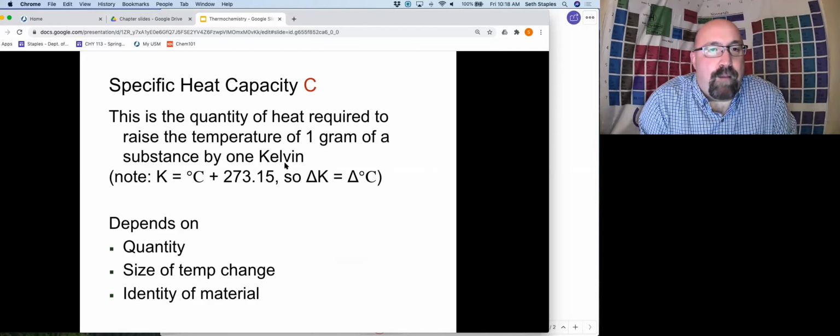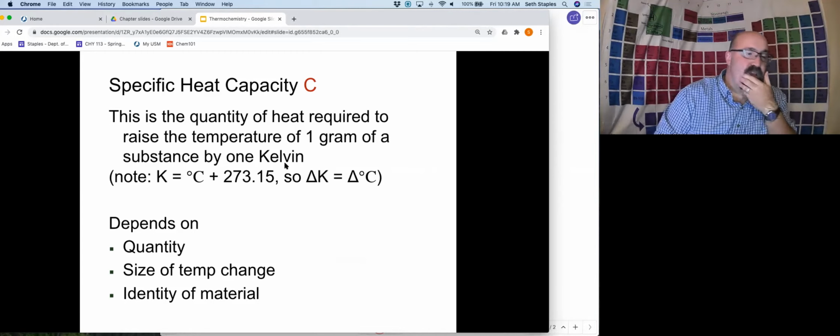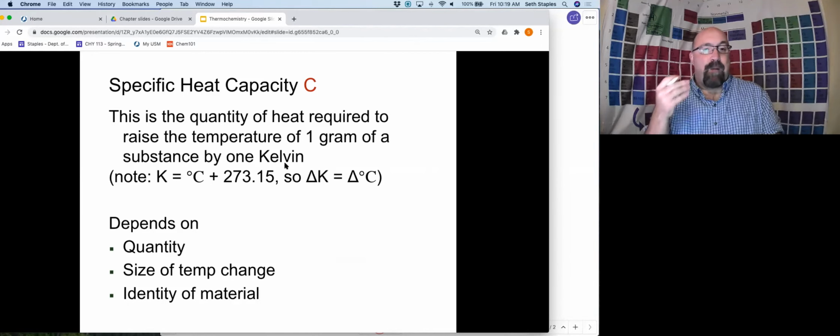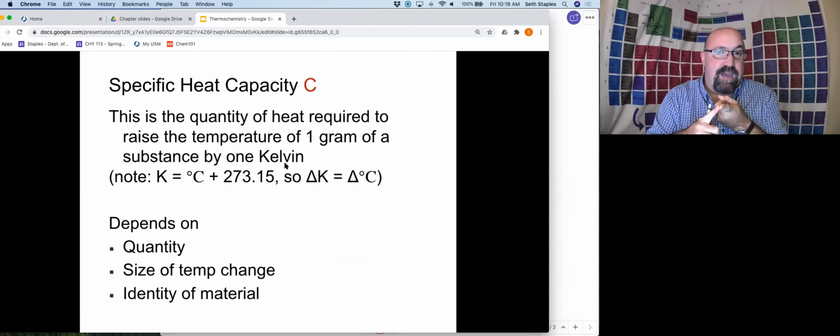And so specific heat capacity, in general, we're going to think of it as the amount of heat that we need to raise 1 gram of a substance by 1 degree. And that's obviously going to depend on how much we actually have, right? The amount of heat needed is going to depend on how much of the substance we have. It's going to depend on how much we're actually changing the temperature by. It's going to depend on the identity of the material. Some materials are easier to heat up than others.